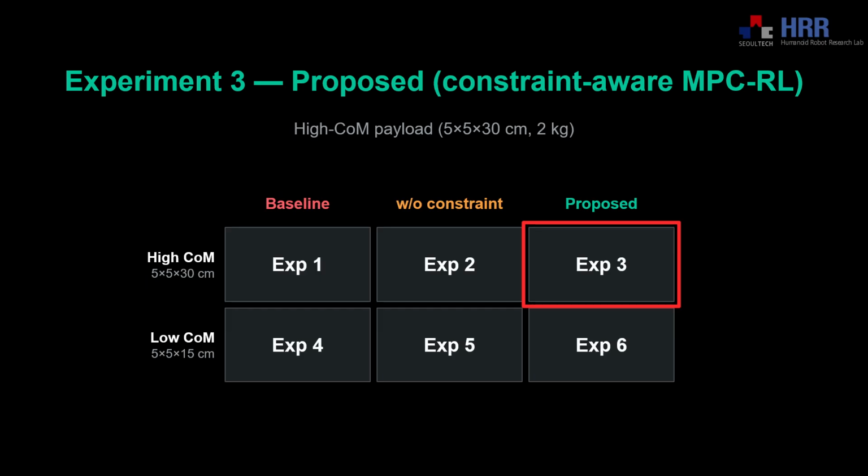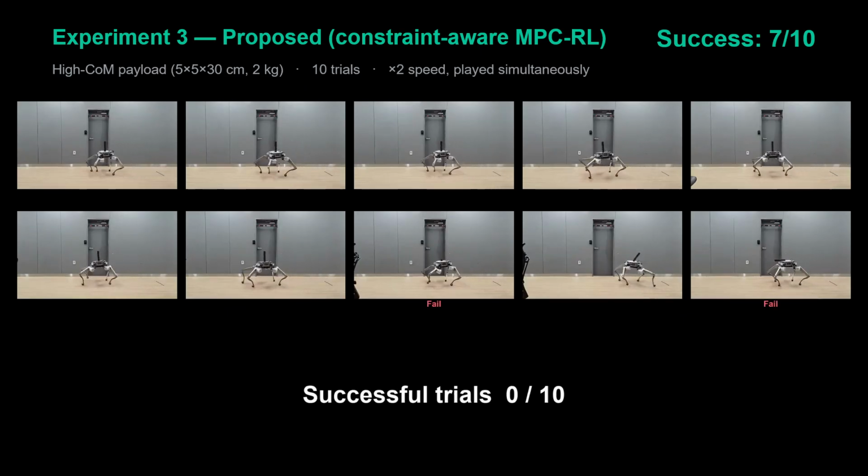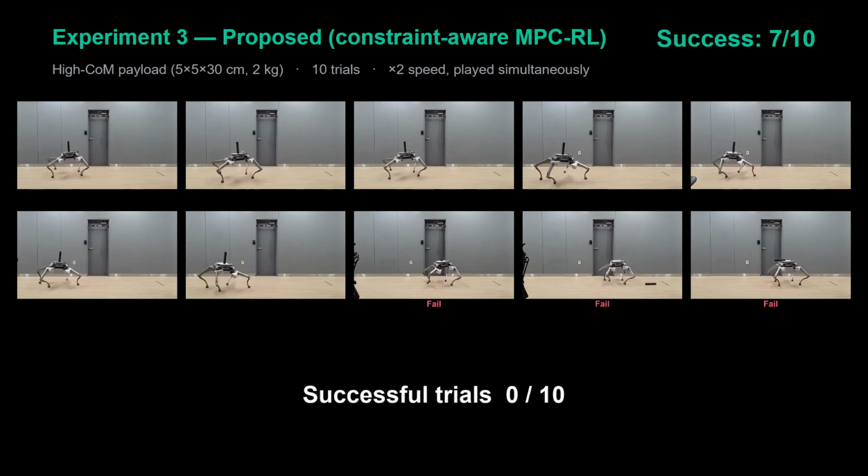Experiment 3 evaluates the proposed constraint-aware policy under the same condition. The proposed policy succeeded in 7 of 10 trials. It completes the course with the payload upright, adjusting the trunk attitude during acceleration and deceleration.